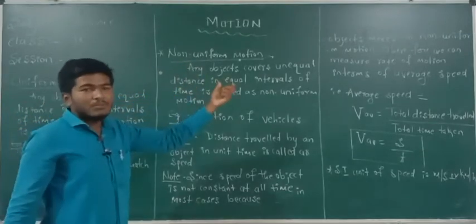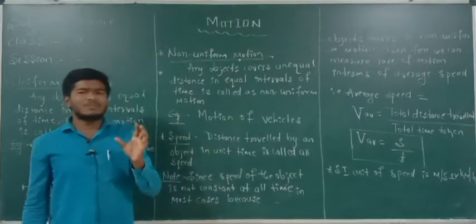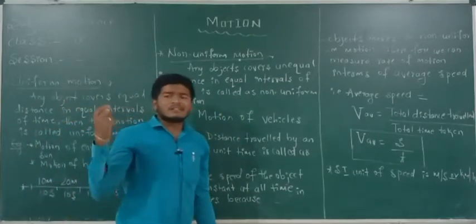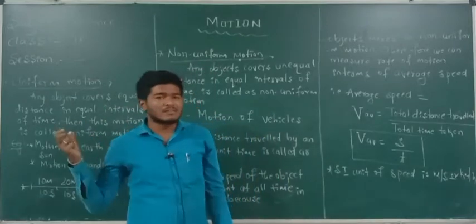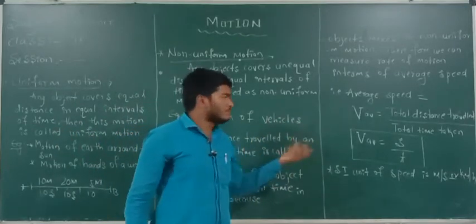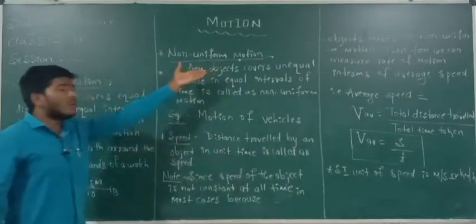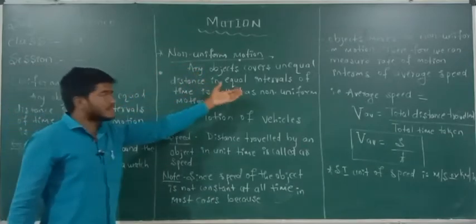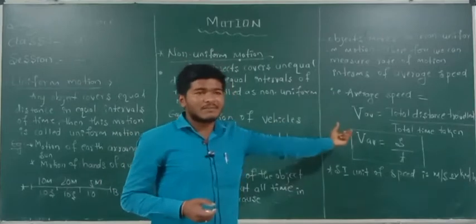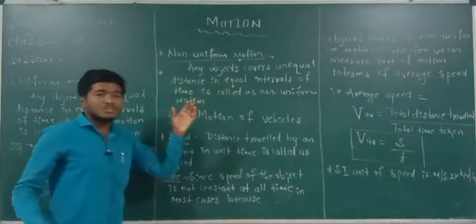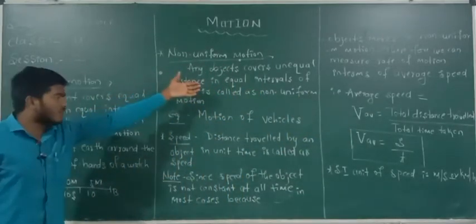Non-uniform motion is what any object on the earth has, that is, vehicles. Any vehicles are in non-uniform motion. What is meant by non-uniform motion? Any object that covers unequal distance in equal intervals of time, that motion is said to be non-uniform motion.